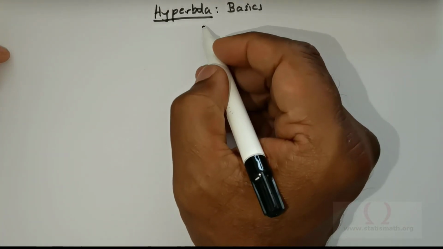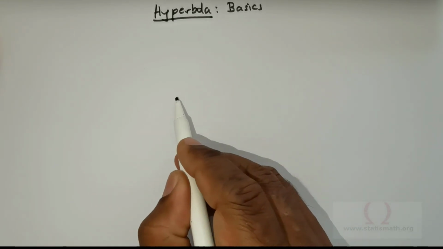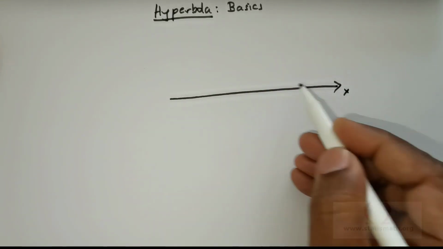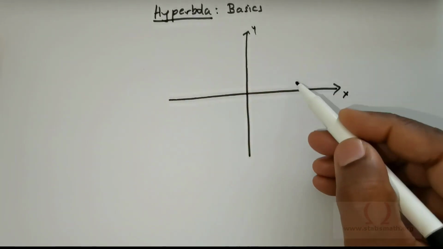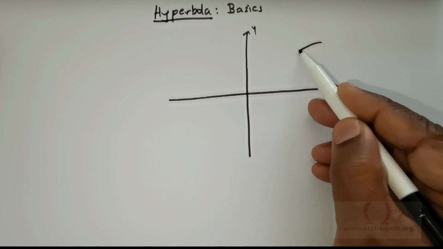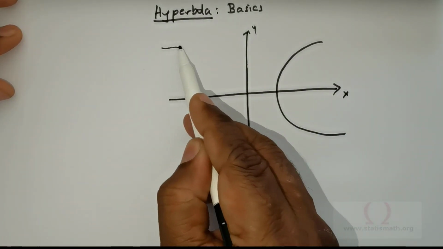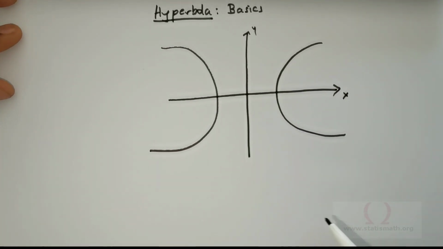Students, in this class we will be studying about the hyperbola. Now let us first draw the hyperbola. So the x-axis is, y-axis. The hyperbola is nothing but two parabolas fused. Okay, now this is one type of hyperbola we are going to be studying.